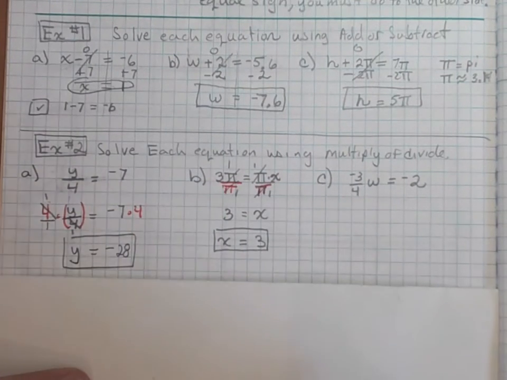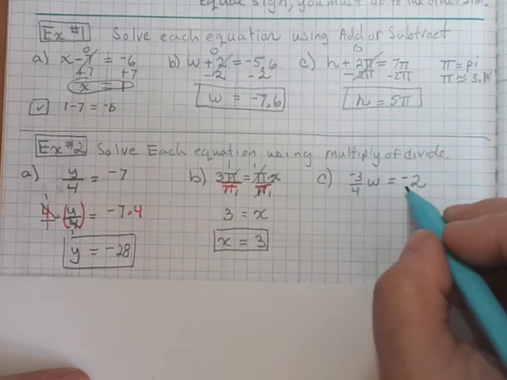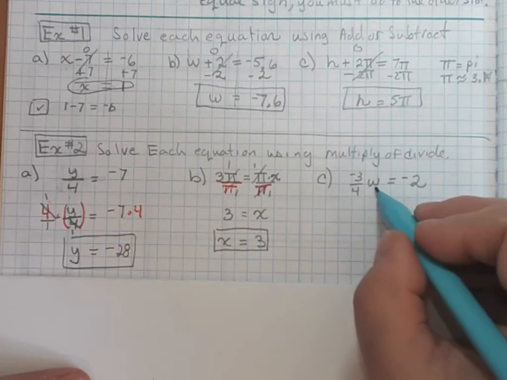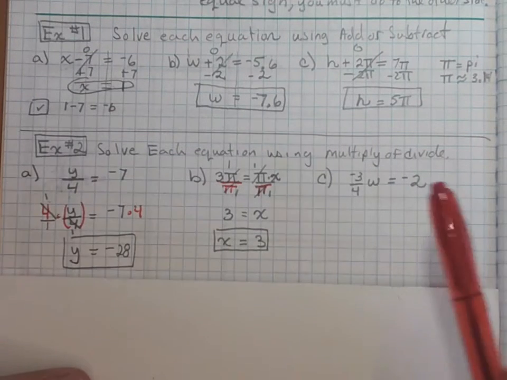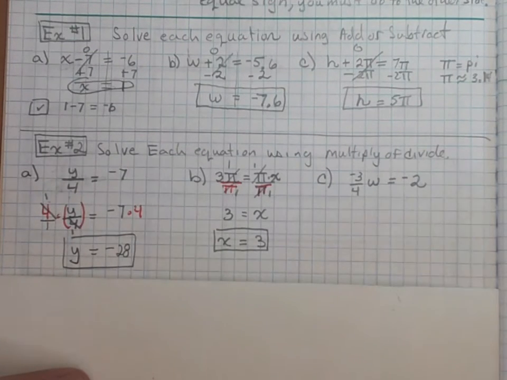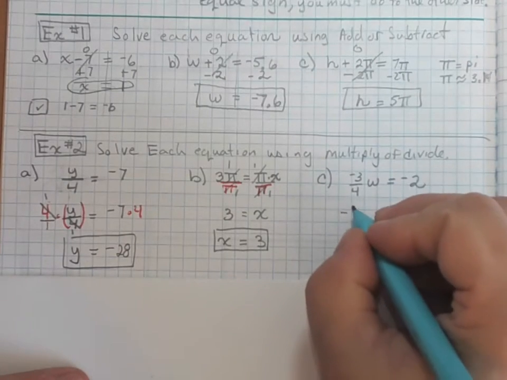Okay, one more. All right, so we have this fraction multiplying the variable w equals negative 2. So what does w have to be to make this statement true? So let's go through the solving process. Especially when I see multiplication or division, I often rewrite the problem and do my work on the next line. All right, so I'll begin with rewriting.